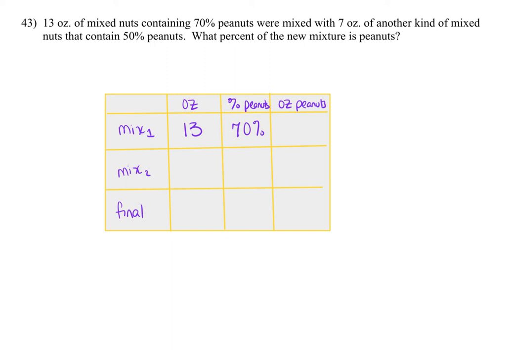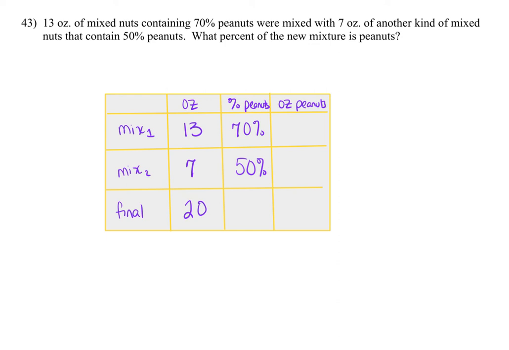So for this next one, they have told me how many ounces of my second one. So I have ounces, percent peanuts, ounces of peanuts. They gave me one of them, 13 ounces at 70%. They mixed it with 7 ounces of 50%. That's my next mixture, 7 ounces, 50%, okay? If I have 13 ounces of one and 7 ounces of another, I should know how many ounces I have of my mixture. It should be 20. All right, 13 plus 7. This first column will always add down.